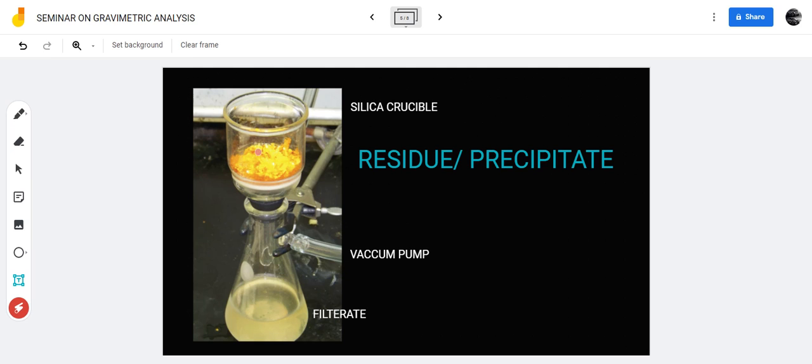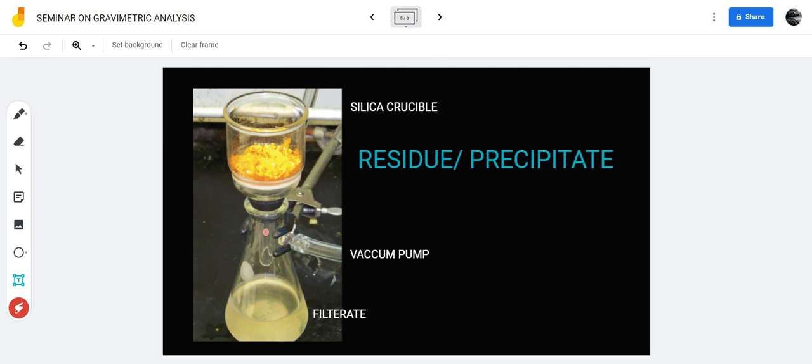Now on adding the content, the mother liquor will seep through this filter paper into the conical flask, and that is called the filtrate or mother liquor. Whereas the residue or the precipitate will remain on the top surface of the filter paper itself. Once you get the precipitate, after this step, you're going to dry it.